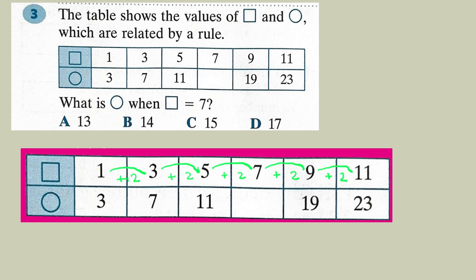Now what about the circles? What's happening to the circles? 3 to 7 is a difference of 4, so we had to add a 4 to it. 7 to 11, we had to also add a 4. So what are we going to do from 11? Because the squares are consistent, for every increase of 2 in the squares, we're going to increase the circles by 4. So in that case, we will also need to add a 4.